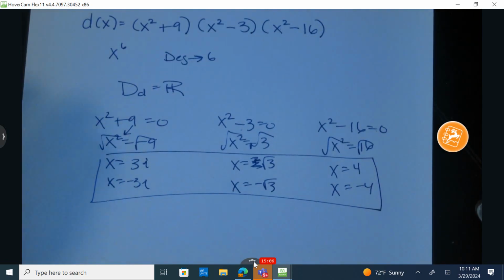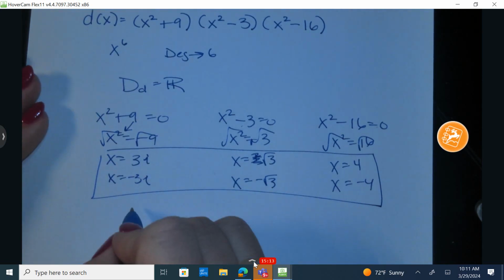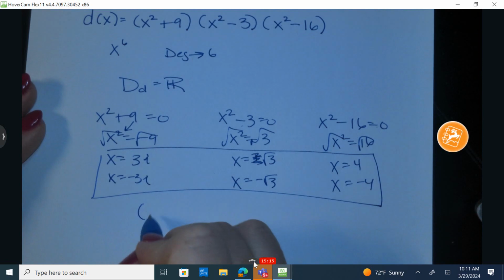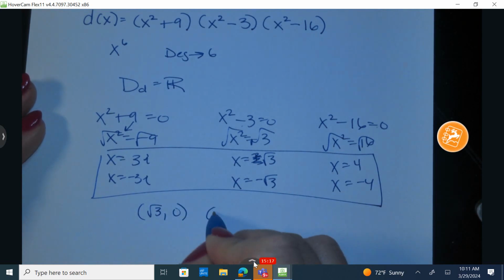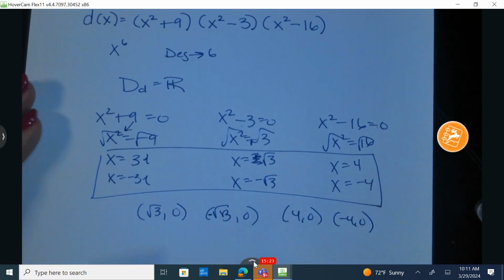When I identify the x-intercepts, I'm going to eliminate the imaginary ones, because the x-intercepts will only be what we can graph in our Cartesian plane. So there's one, another, and our final.